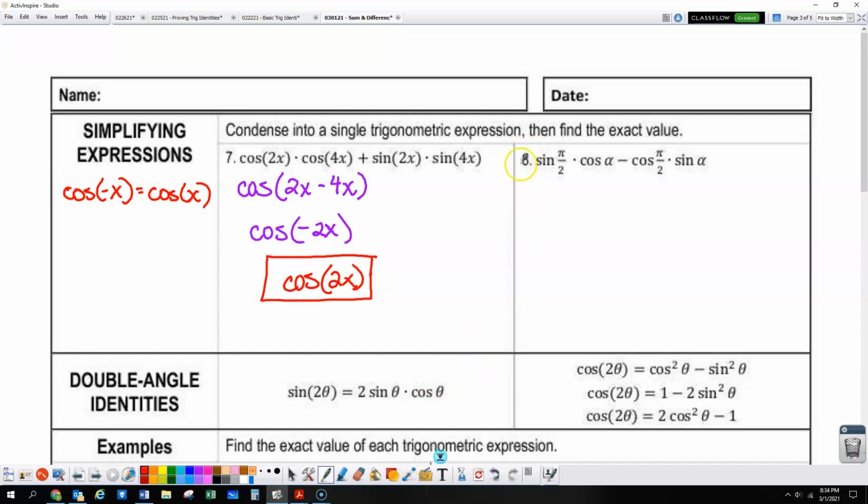All right. And then for number 8, we have sine, cosine minus cosine, sine. So sine, cosine minus cosine, sine. That'd be a difference of sines. So sine of pi over 2 minus alpha. And if you notice, this is one of our cofunction identities. So this is equal to cosine of alpha.